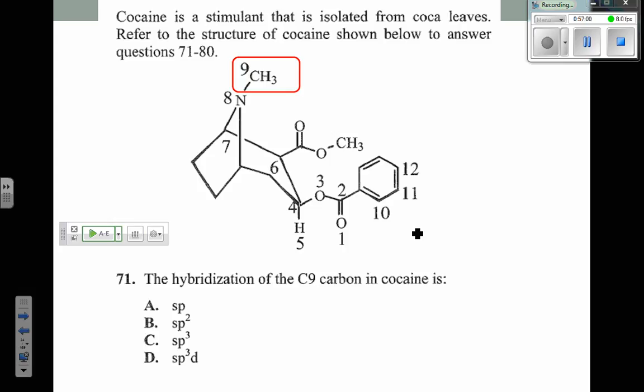Anyway, carbon 9. So it is 4 single bonds. It's going to be sp3. So 4 sigma bonds.